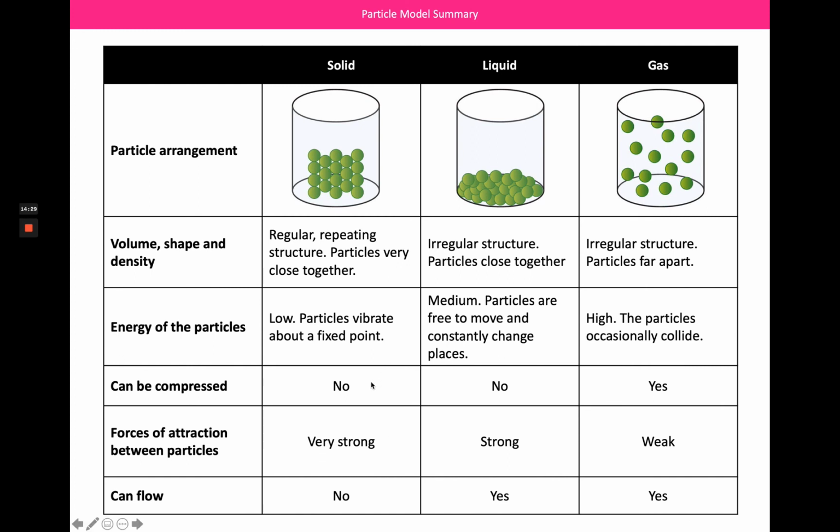The compression, this is all about the spaces between the particles. So there is very little space, so you can't compress the particles in a solid, or you can't compress solids. You can't compress liquids for the same reason, but you can compress gases because there is a lot of space between the particles. Forces of attraction, very strong in a solid, strong in a liquid, and weak in a gas. And then the question of whether they can flow. Solids can't, but liquids and gases can.